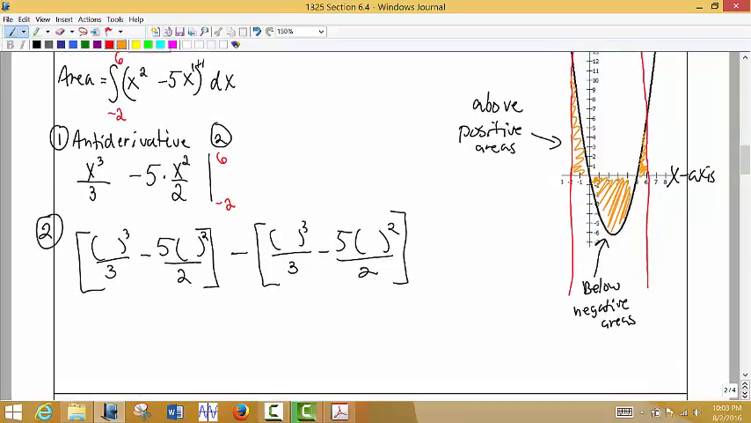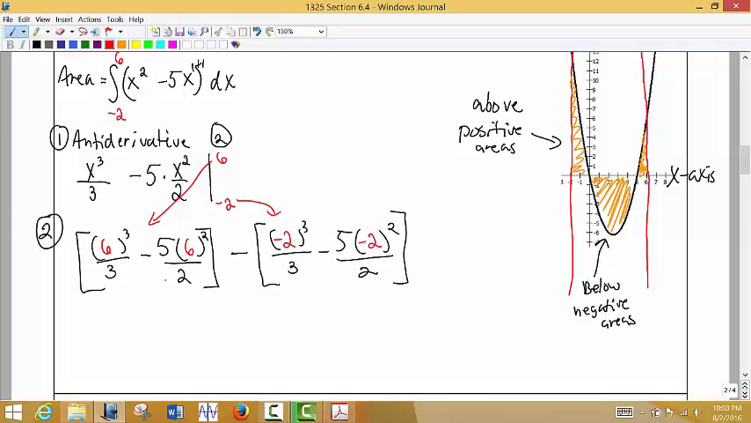Now, into the first brackets, we're putting in 6, the larger number, the upper limit of integration there. And then we're putting the smaller number into the parentheses second. So into that second bracket, we put the smaller number. So larger, smaller.